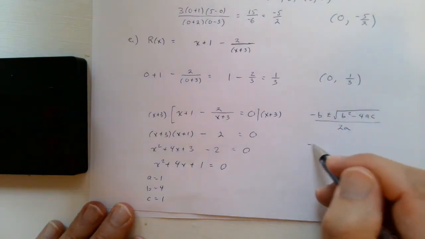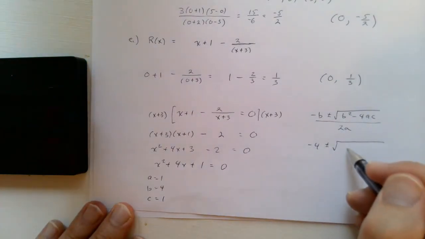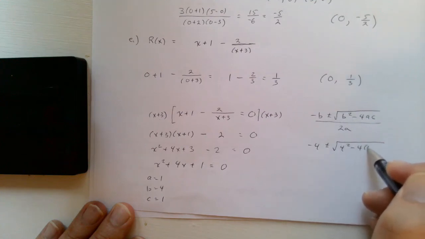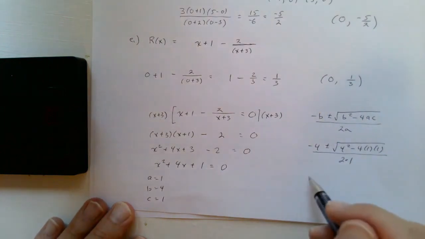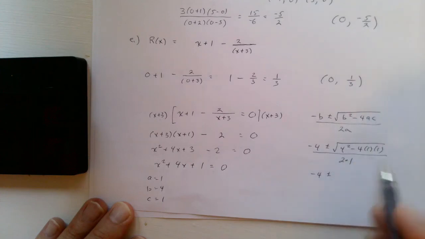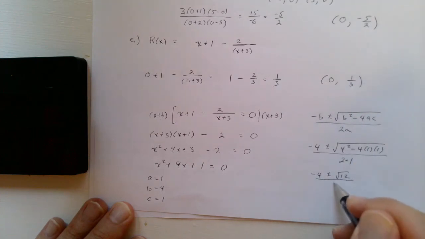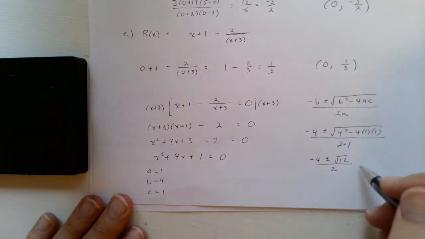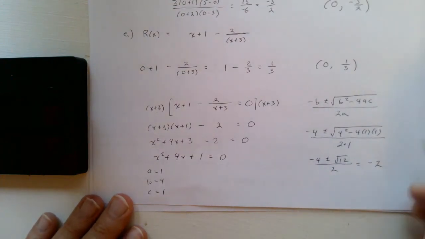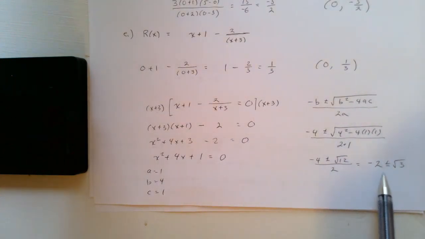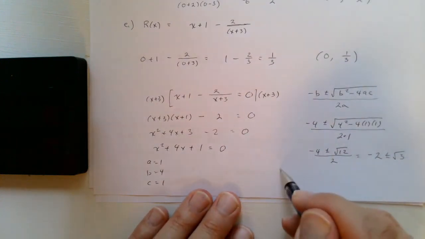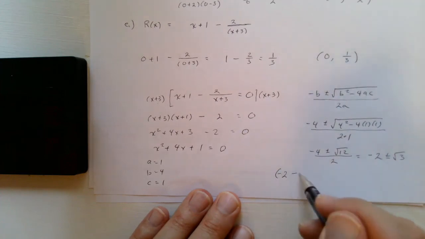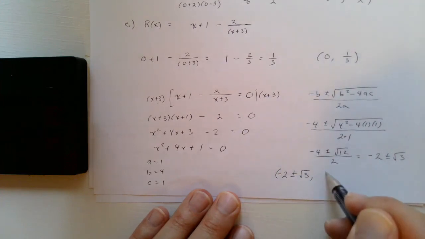So this is going to be -4 plus or minus the square root of 4 squared minus 4 times 1 times 1, over 2 times 1, which is -4 plus or minus the square root of 16 minus 4, which is 12, over 2. Okay, which I think reduces to -2 plus or minus square root of 3. You can check if this reduces to this, or you can just leave it in this form. So there are x-intercepts. They're at -2 plus or minus square root 3, comma 0.